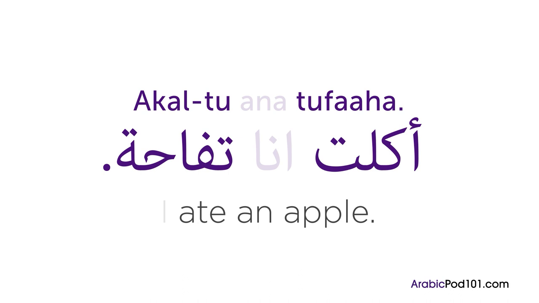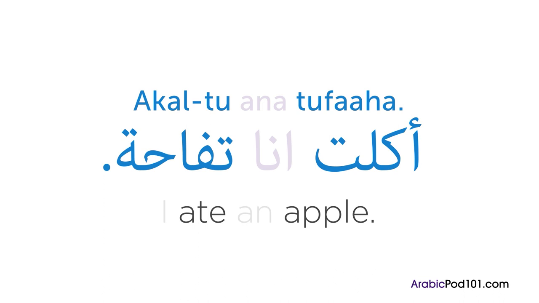More often than not, if you wanted to say, I ate an apple in Arabic, you would not say, أكلتُ أنا تفاحة. Instead, you would more likely say, ate apple in Arabic. أكلتُ تفاحة. Where you omit the subject, I. Most Arabic sentences are constructed and spoken like this in real life.